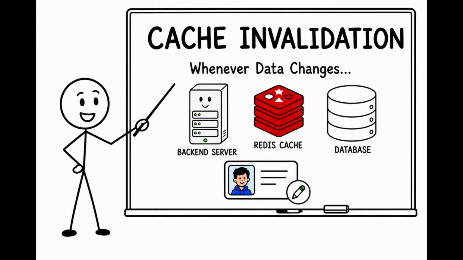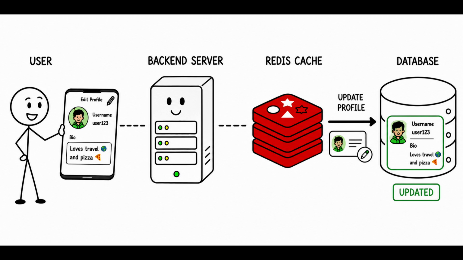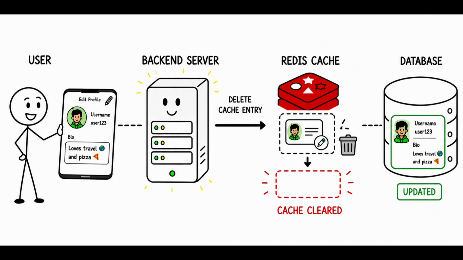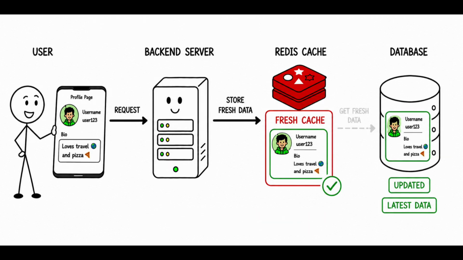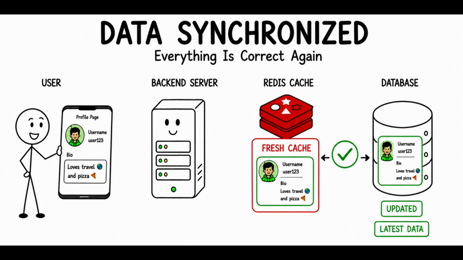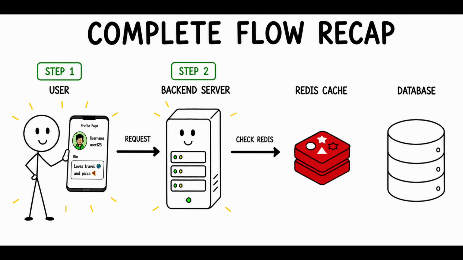Cache invalidation. Whenever the data changes, the application first updates the database, then it removes the old cache entry from Redis. This process is called cache invalidation. Now Redis no longer has the old data. The next request becomes a cache miss. The backend fetches fresh data from the database, stores the fresh version in Redis, and everything becomes correct again. Simple, but extremely important. Let's quickly recap.